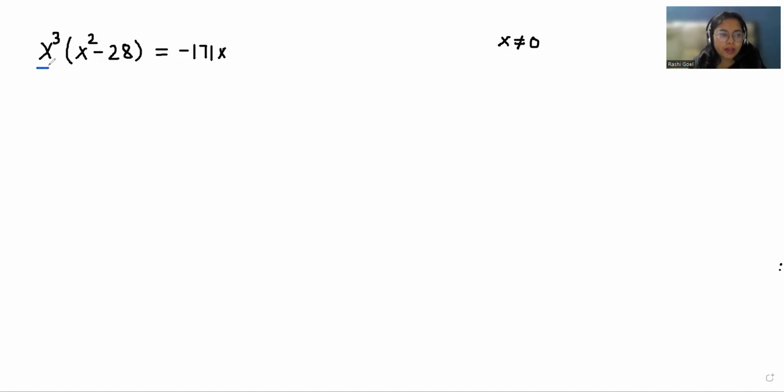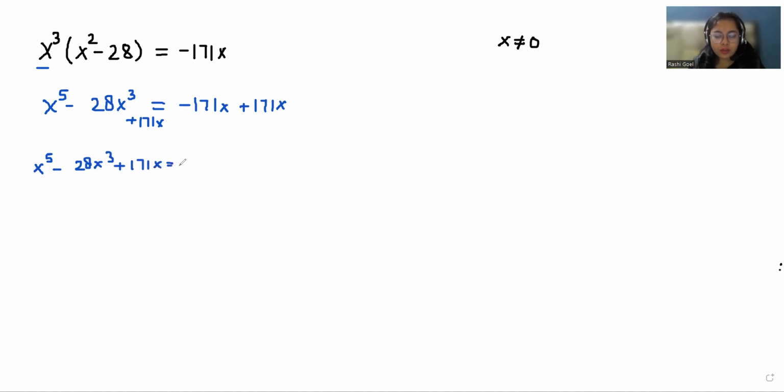So first I'm going to multiply x cubed throughout the bracket. So it becomes x power 5 minus 28x cubed is equal to minus 171x. Now I'm going to add 171x to both sides. So the equation becomes x power 5 minus 28x cubed plus 171x is equal to 0.